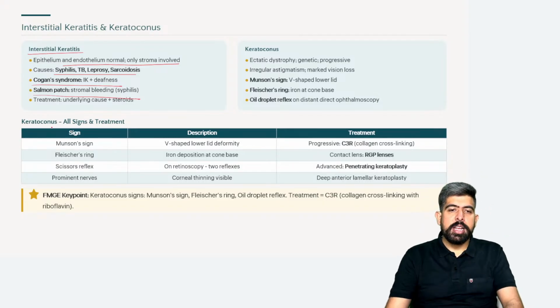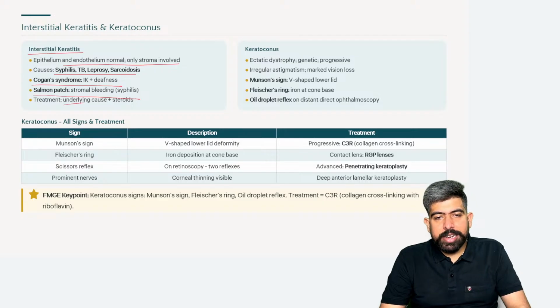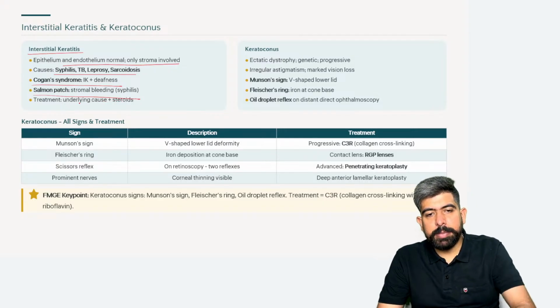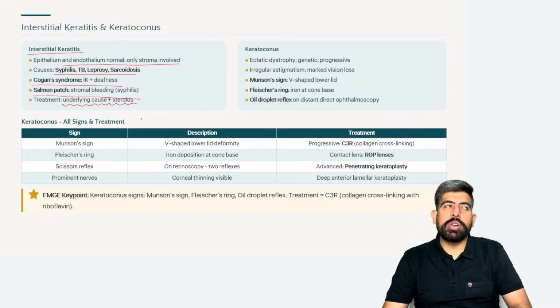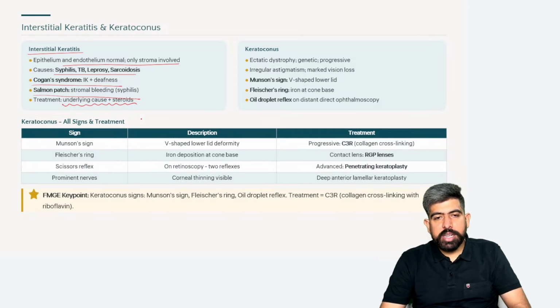In cases of syphilis, of course, the treatment is the underlying cause plus steroid. Please remember, in this case we have to treat the underlying cause. If the underlying cause is leprosy, we should treat the leprosy, or the syphilis. Also, we should give steroid in this condition for interstitial keratitis.